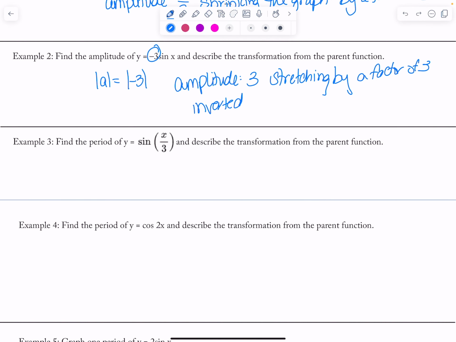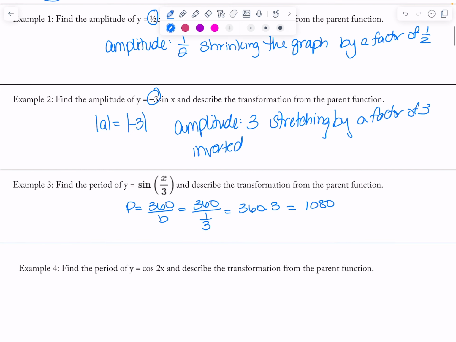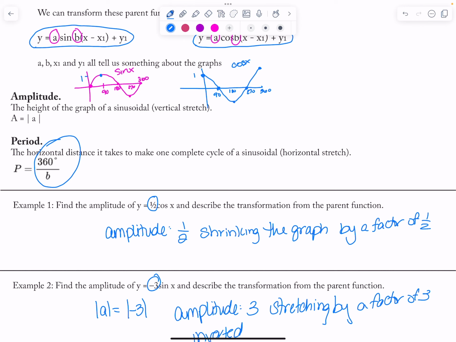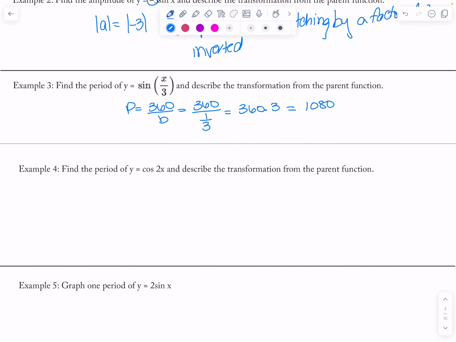Okay, so we're going to look at the period. So period is 360 divided by B. So this is 360 divided by, my B is 1/3. So that's 360 times 3, which is 1,080. So my period is 1,080. So that means that along my x-axis, my markings are not 0 to 360. It's actually 0 to 1,080. So that's what's different about that.